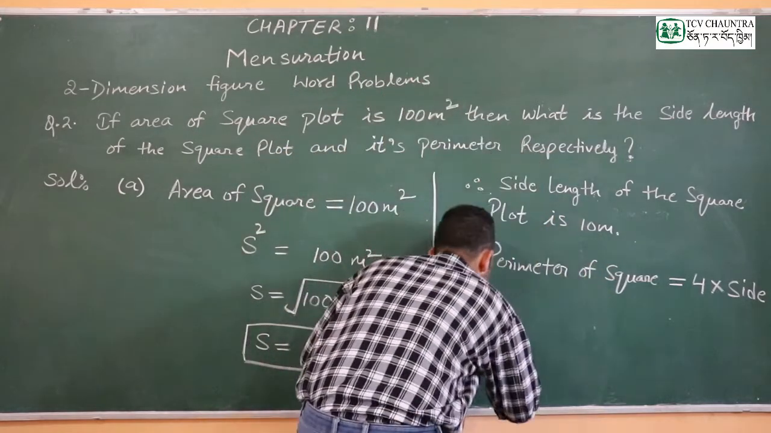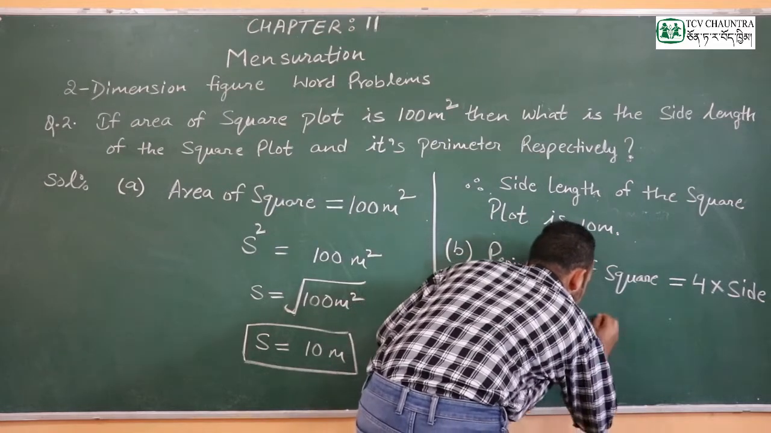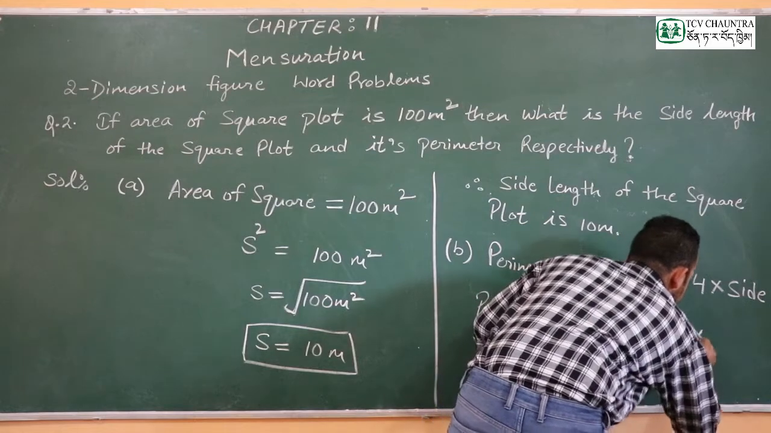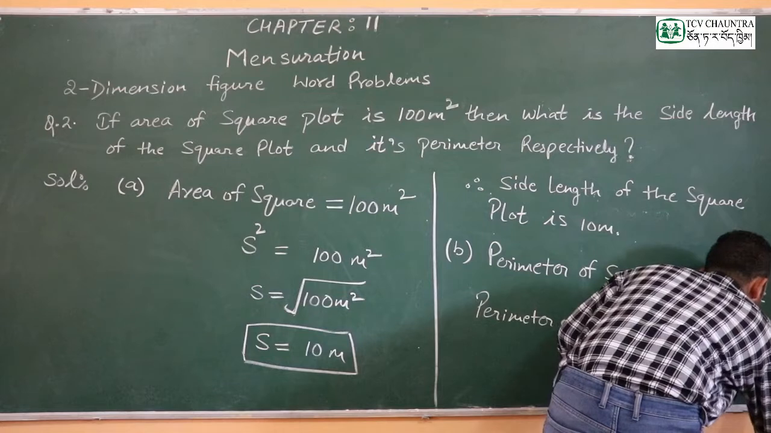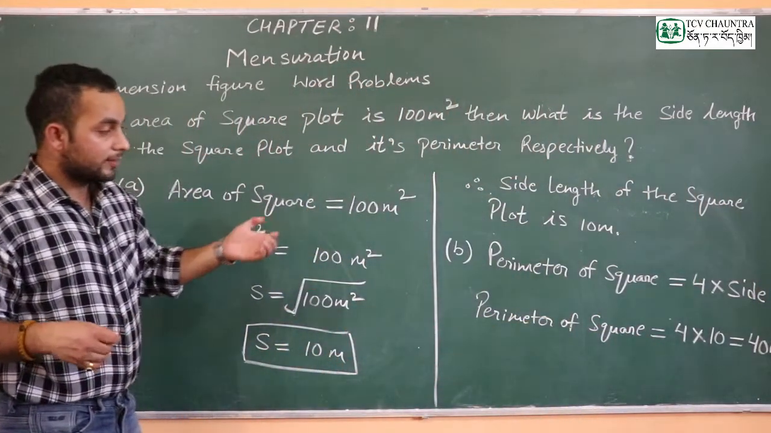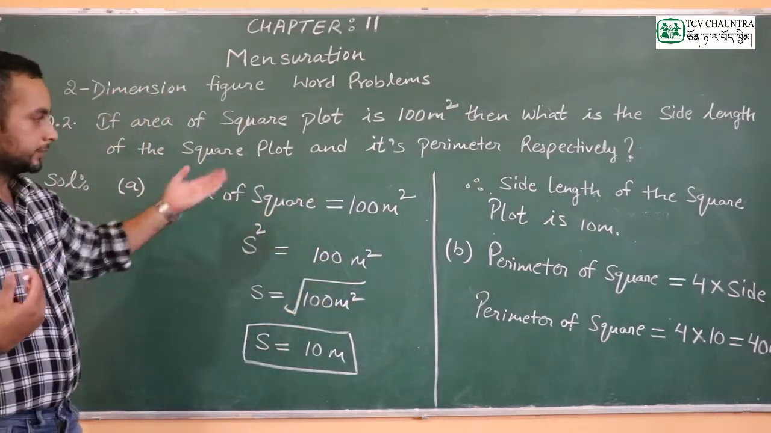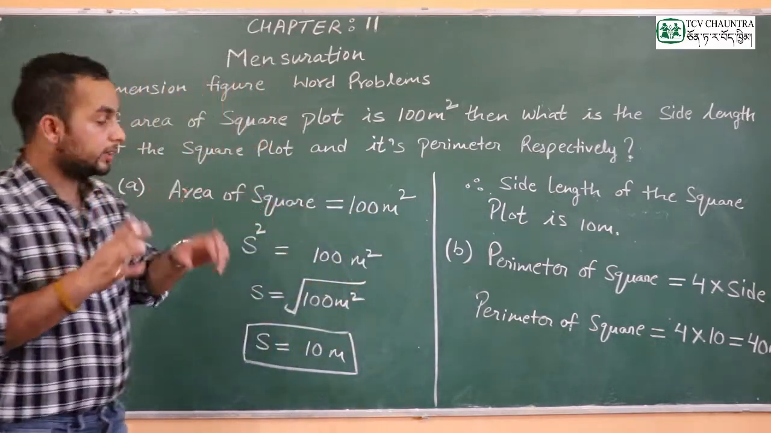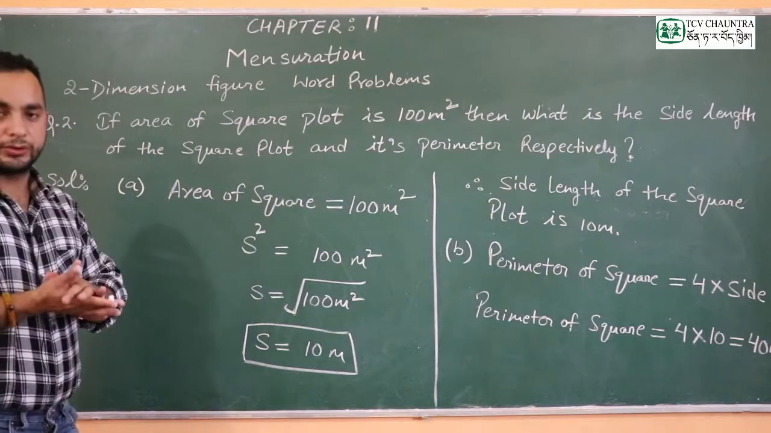So the perimeter of the square is 4 multiplied by the value of side, which is 10. So 4 tens are 40 meters. This is your answer, the value of the perimeter of the square. Your perimeter of the square is 40 meters, the side length of the square plot is 10 meters, and your area of the square is 100 meters square, which is already given. This is how you are going to solve this question.